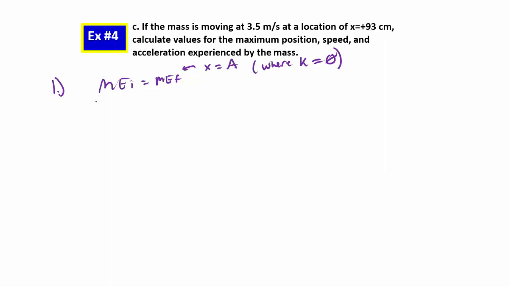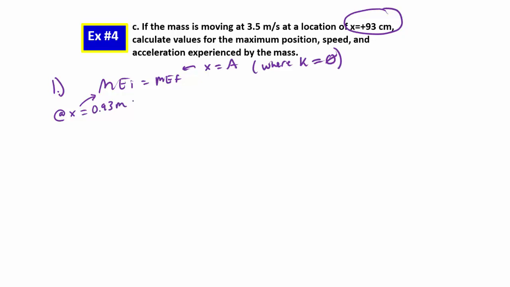I want you to notice that I've rewritten the problem here. If the mass is moving at 3.5 meters per second, that is going to occur at a location of 0.93 centimeters. So if you can just update the problem that you have in front of you to make that change. So we stretch it out, and as it's going back and forth, we take a snapshot when it's at 0.93 centimeters. So when our x is at 0.93 meters.